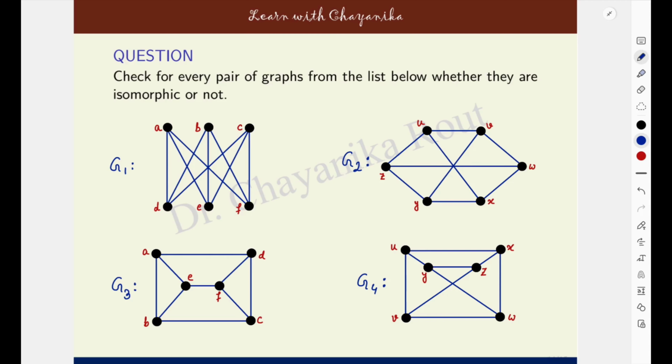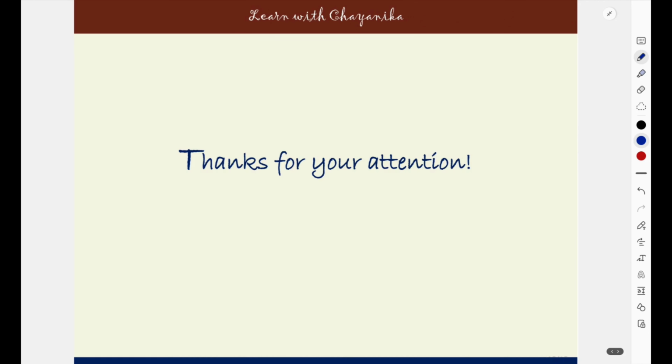Okay, let me just tell you all the graphs that are given here, they have the same order, same size, same degree sequence. So you can go for redrawing one of the graphs in form of the other and check for isomorphism. I will discuss the solution to this problem in the very beginning of the next lecture. So I really hope that you understood the concept of isomorphism quite a bit.